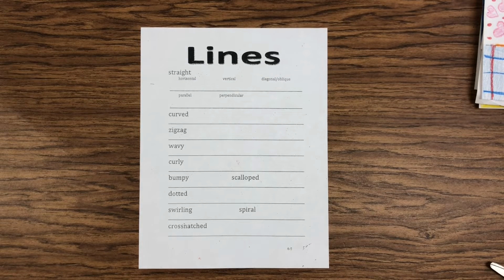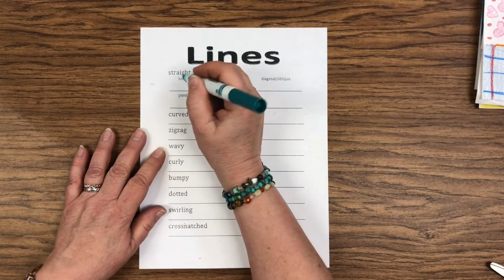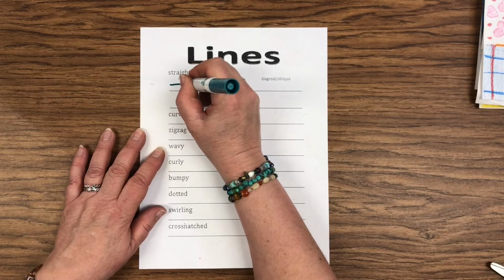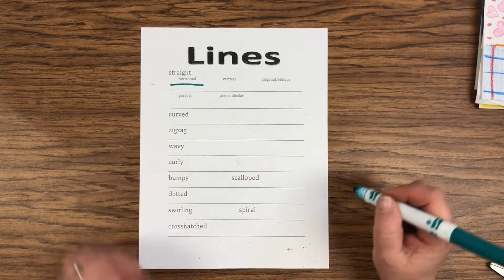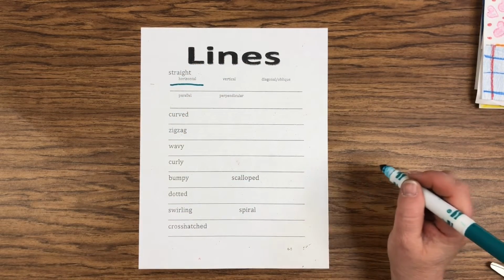Okay friends, we've been talking about the element of line. Today I want us to practice making some of the different kinds of lines that we could use in art. First of all, a horizontal line. Which direction would that go? Straight across or up and down? If you said straight across, you're right. Horizontal is like the horizon. It goes this direction, from left to right.